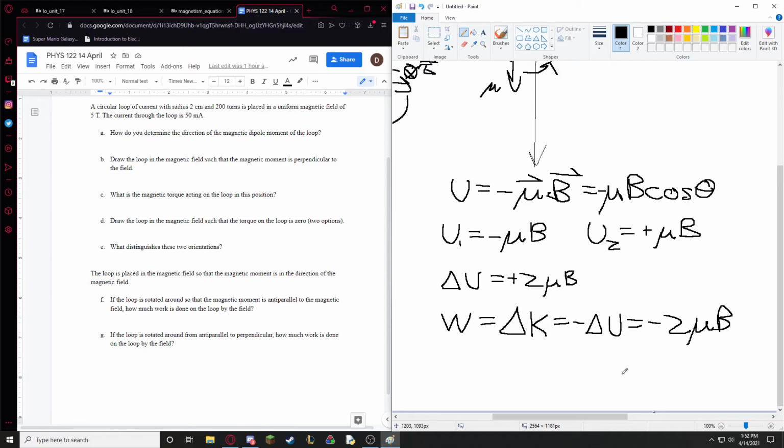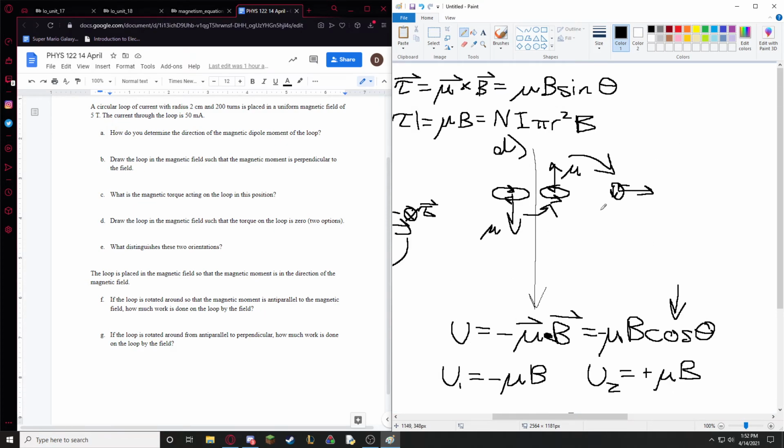And so, real quick, why have we defined 90 degrees as 0 again? Because the cosine of 90 is 0. Yep, exactly. Our dot product and cosine of 90 is 0.